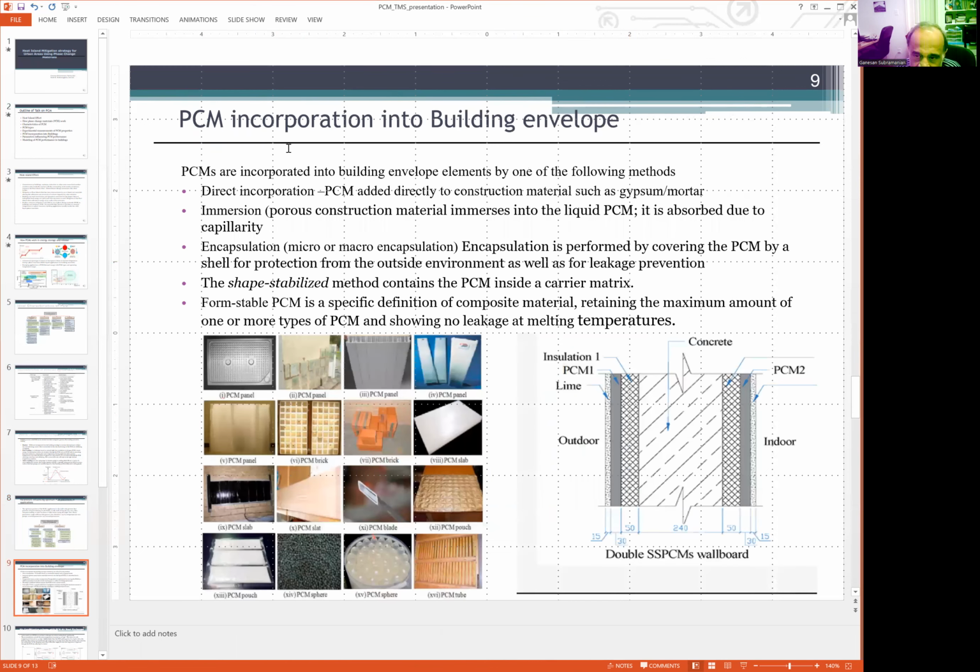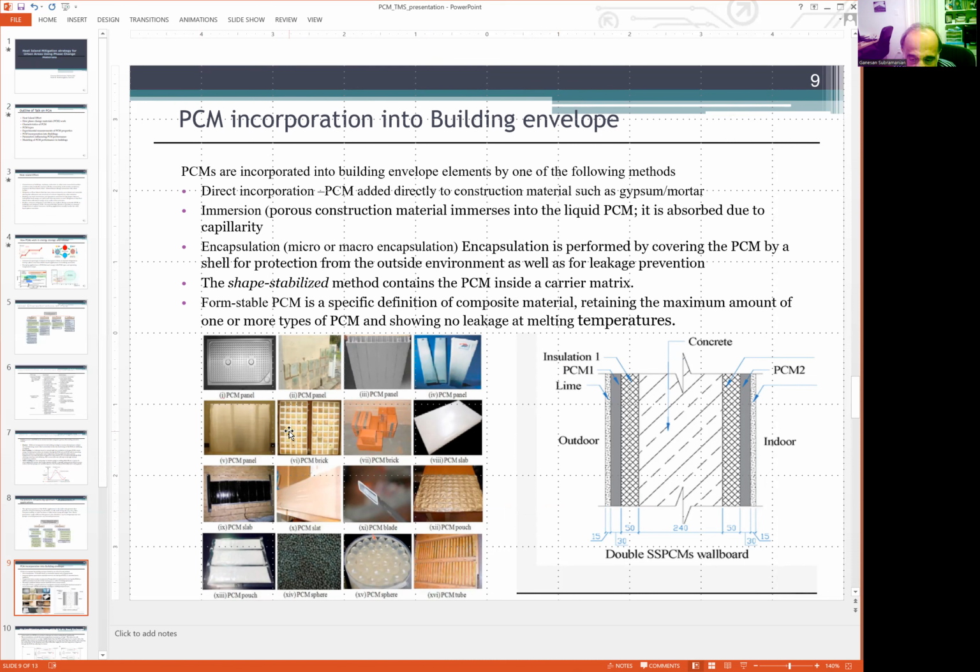Now we discussed how we really incorporate PCMs into the building envelope. Now the PCMs can be of different types. They could be panels, they could be bricks, and it could be a slab or a pouch or a blade or a slat, or it could be spheres or tubes. And these are the different kinds of containers.